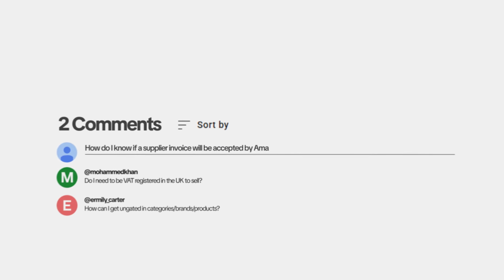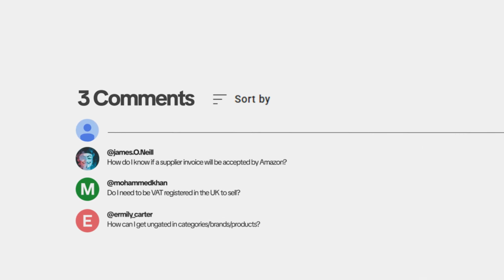How do I know if a supplier invoice will be accepted by Amazon? So technically, as long as the supplier you're buying from is a wholesale supplier, you will receive an invoice and that should be fine. But sometimes Amazon will just ask you for the supply chain. So you can go back to the supplier and ask them, hey, can you send me the supply chain? So where did they buy it from? And then once they send it, you can submit that.